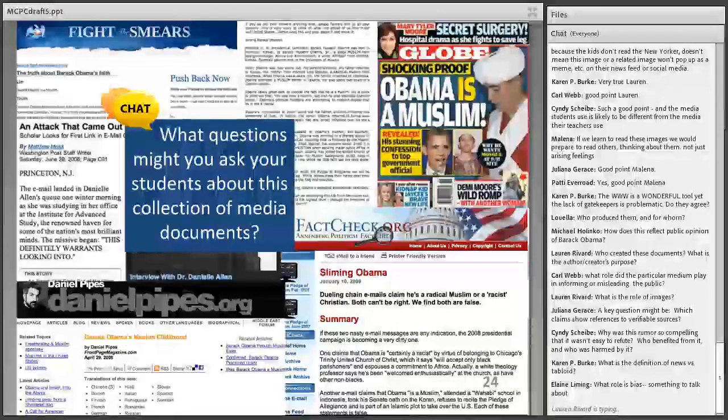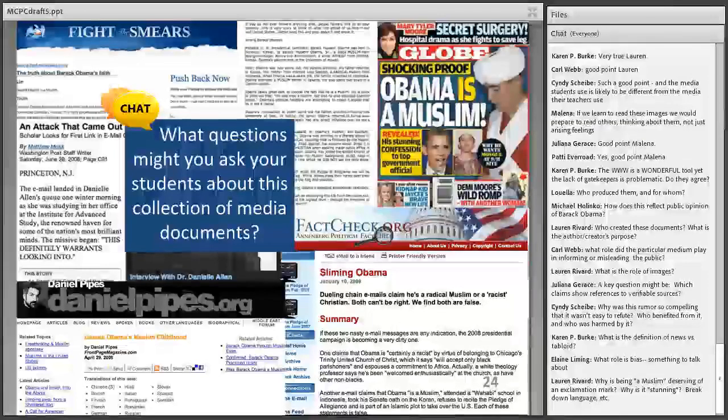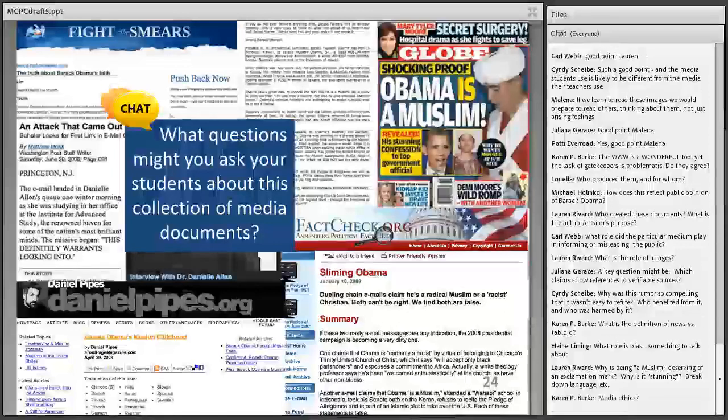Again, key questions. These are questions that resonate through so many different media documents that we might use. And it leads us to fundamental questions about what news is and what's tabloid. Back to our prior question, also about libel. Why is being a Muslim deserving of an exclamation mark? And why is it stunning? So really looking deeply at particular word choices. How critical that is. And an opportunity to look at media ethics.